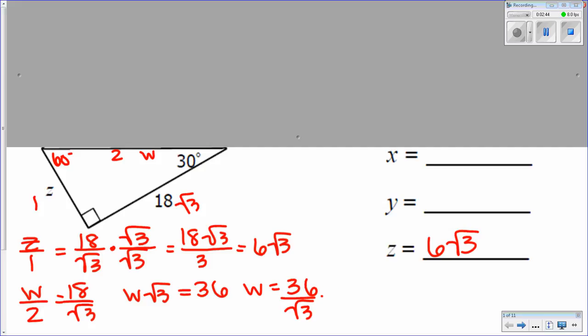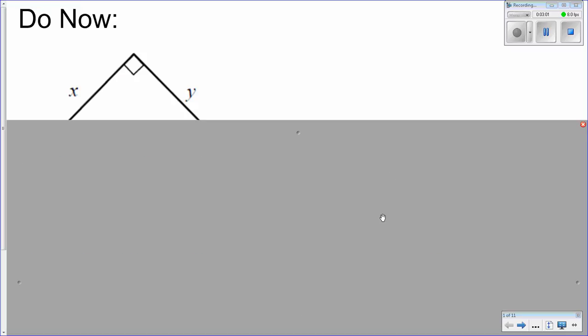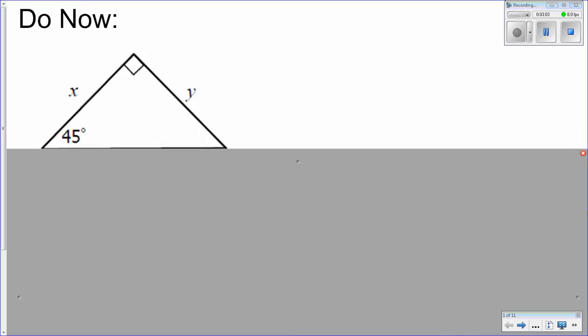Again, you're going to rationalize. You will get 36 root 3 over 3. 36 divided by 3 is 12 root 3. You will not necessarily fill that in on a line here. Where you will fill that in, if I change this around so we can only see the top one, is the length of this side.